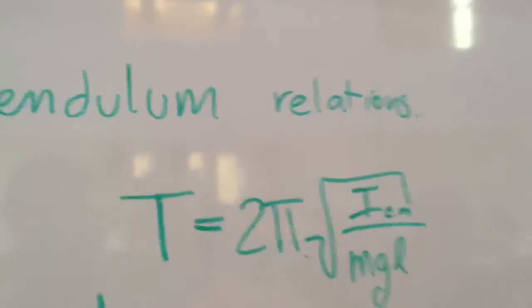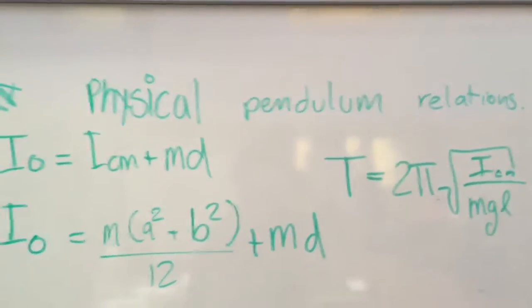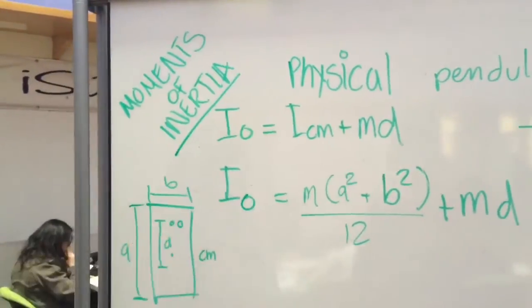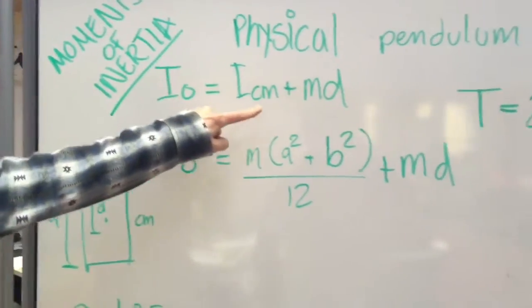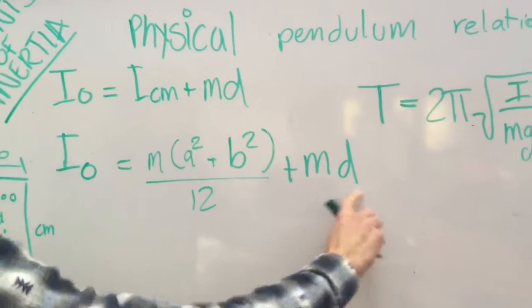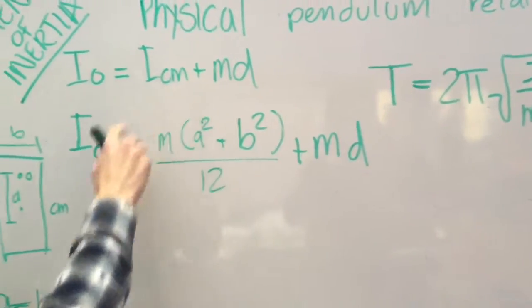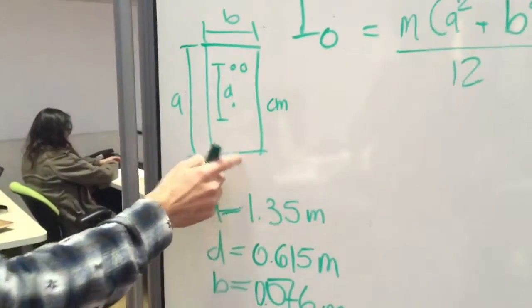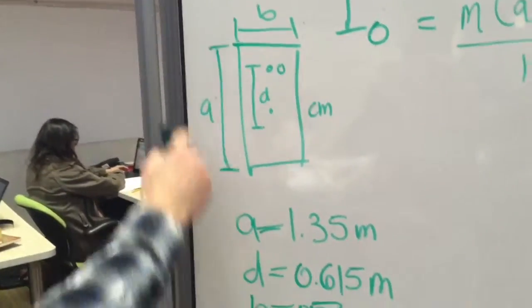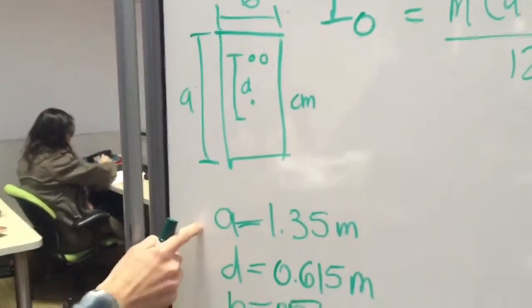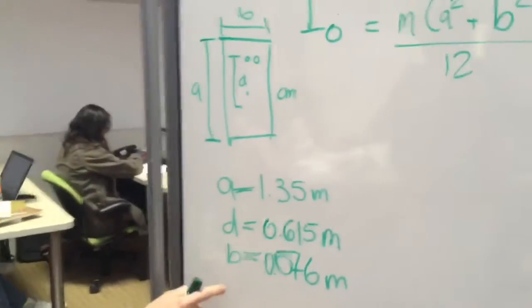Physical pendulum relations. Moments of inertia. The moment of inertia with respect to the origin is equal to the moment of inertia of the bar plus m times d squared, where m times d squared is equal to the mass times the distance of the center of mass to the origin. In the moment of inertia of the bar, A is equal to the length of the bar, while B is equal to the breadth of the bar.